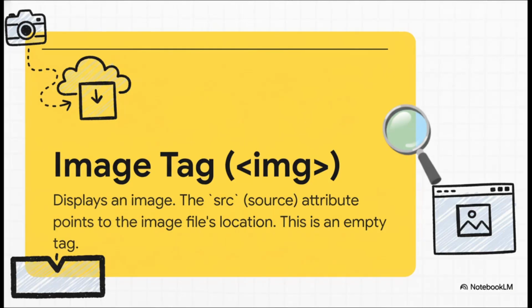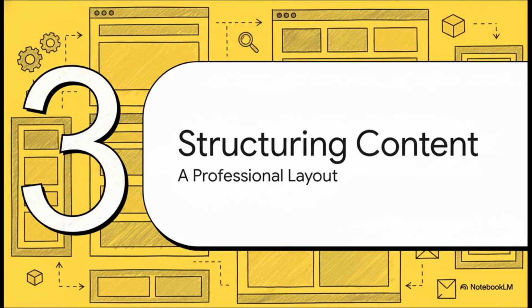And finally, to add some visual punch, we use the image tag, IMG. Just like links, an image tag needs to know where to find the picture. So it uses an attribute called src, which stands for source. Now notice something kind of cool here. The image tag doesn't need a closing tag. It's a self-closing tag.